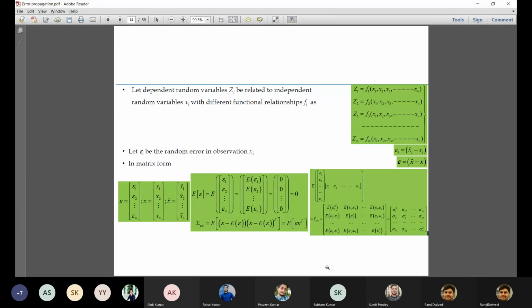Beta, will it be a 1 cross 1 or an n cross n, what is relevant? If you have n variables, and you want to ask about the variance covariance matrix of a set of n random variables, will 1 cross 1 be sufficient to represent it? The answer is no. You cannot represent it by 1 cross 1.